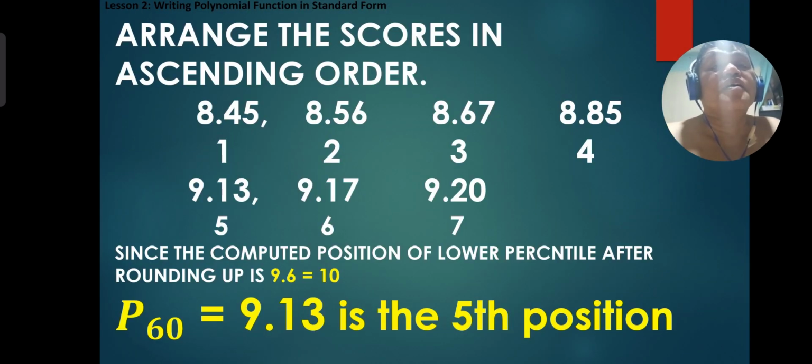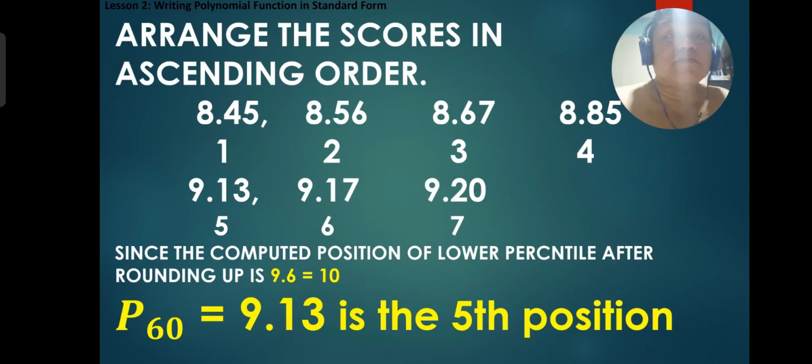Now we arrange the scores in ascending order. We have 8.45, 8.56, 8.67, 8.85, 9.13, 9.17, and 9.20. So the positions are 1, 2, 3, 4, 5, 6, 7. Since the computed position of 4.8 after rounding up is 5, the 5th position is equal to 9.13. So the 60th percentile is equal to 9.13 because the 5th position is equal to 9.13.